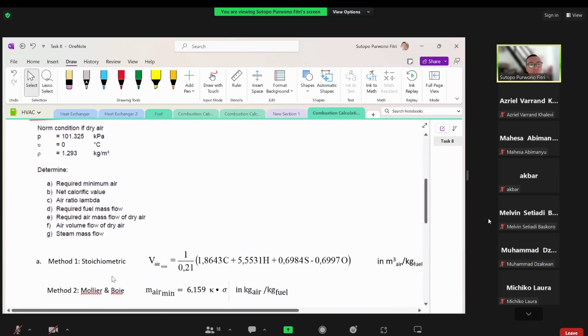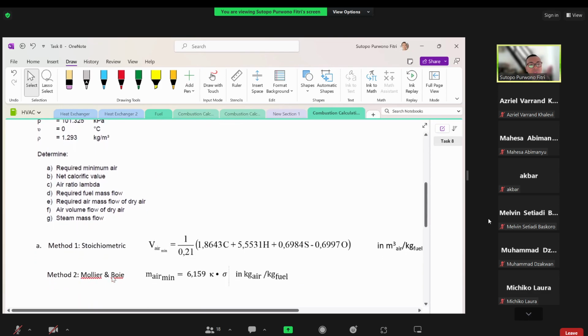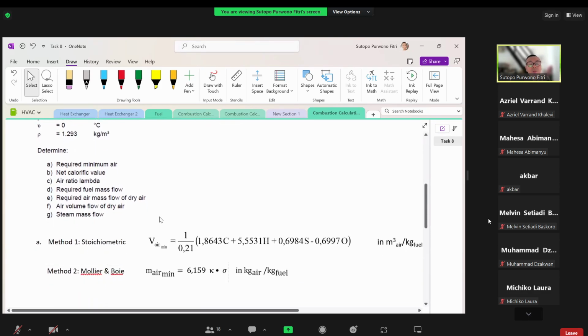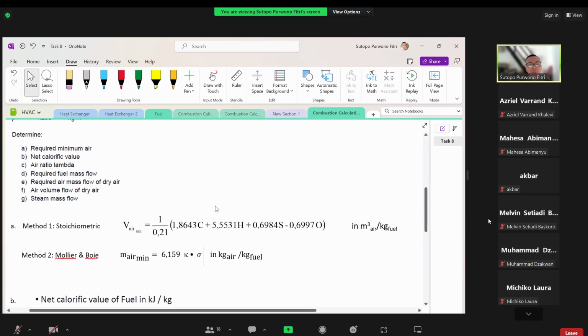Okay, so for the first task, we need to calculate the required minimum air. Based on the module of combustion calculation, there are two methods. You can use the first method, stoichiometric combustion calculation. Stoichiometric is the chemical reaction, as I explained before in the last module. From the stoichiometric, it means you have a balanced chemical reaction.